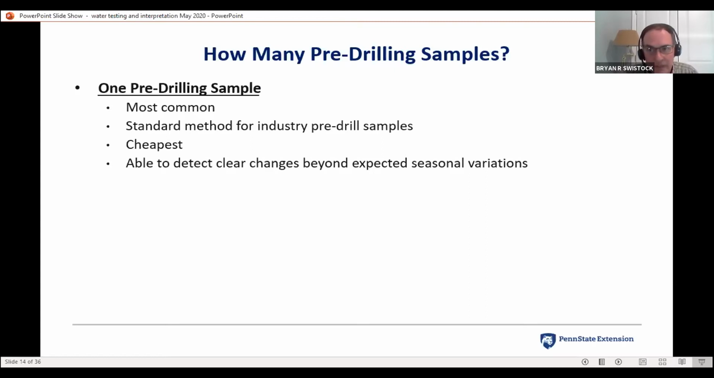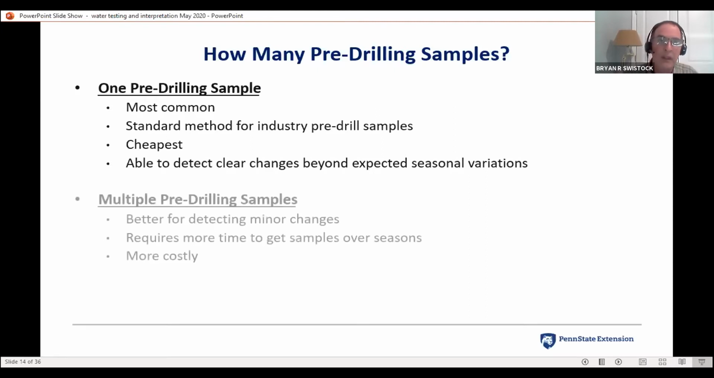So you might not pick up very subtle changes by doing this, but you're going to pick up anything very major that occurs. If we do multiple pre-drill samples, then we're going to get a much better scenario of what the natural variations in that water are, so that when a change occurs, we can see if it is truly within the natural variability or beyond it. This requires a lot more time because you have to get multiple samples over different seasons, and it's going to cost more money. Frankly, it's not done very often, but it's by far the best thing to do if you can, because it really helps you get a much better picture of what the natural variability is of water quality.